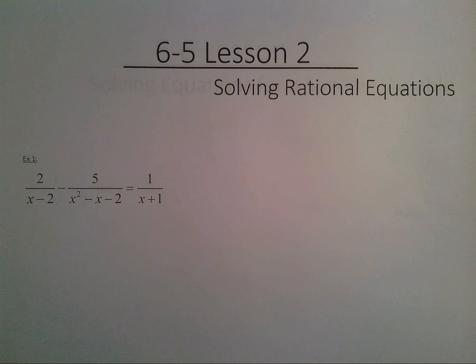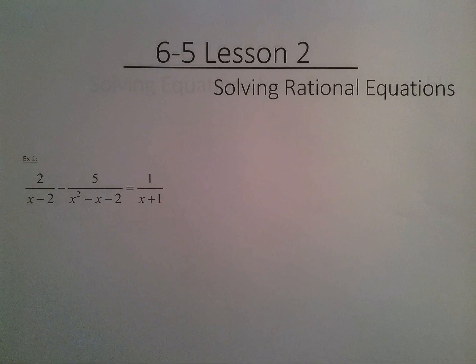Alright, this is 6.5, Lesson 2, Solving Rational Equations. Now, I only have one example because it's going to take a little bit of explaining, and I want to make sure to get it right. So we start with 2 over x minus 2 minus 5 over x squared minus x minus 2 equals 1 over x plus 1. So I need to find the LCM of all this.